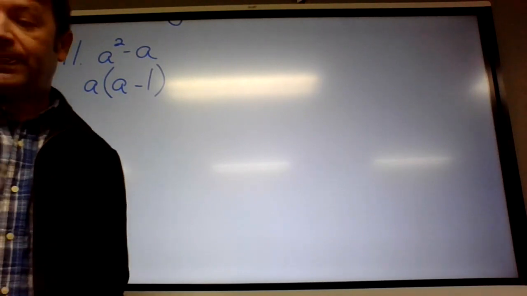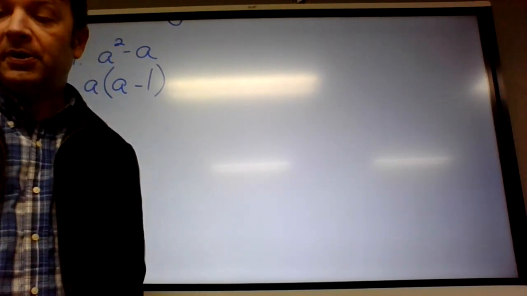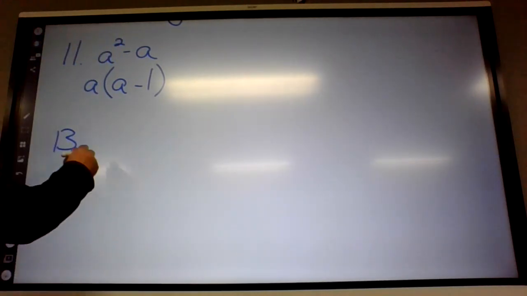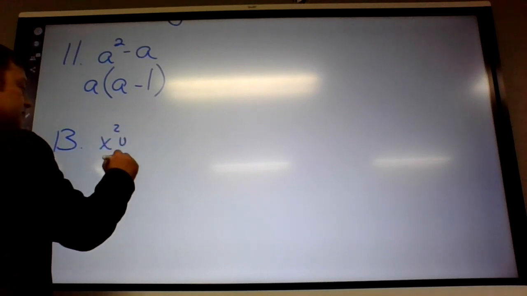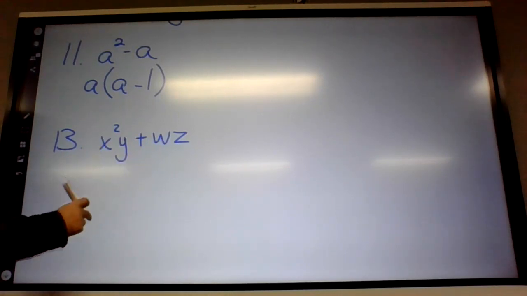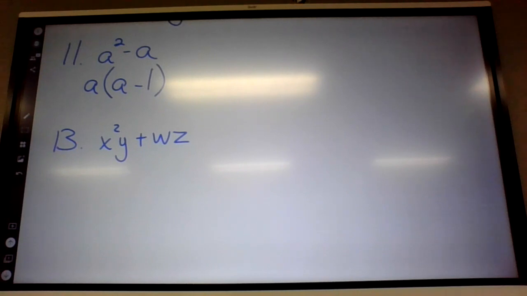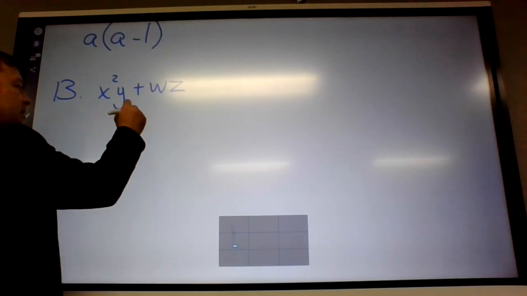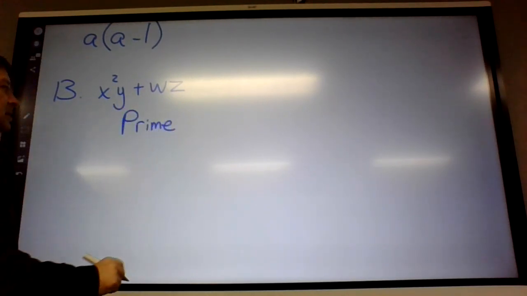Number 13. x squared y plus wz. What can I divide out of both of those terms? Nothing is correct. So guess what I'm going to put? Prime. Does not factor.